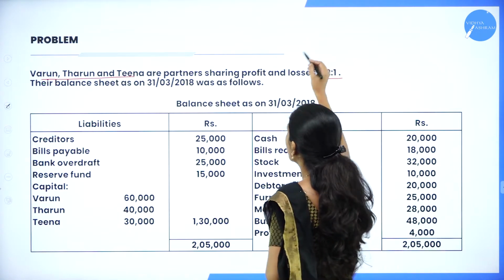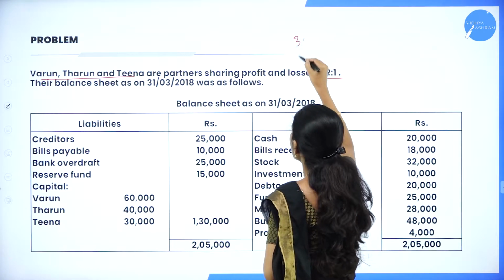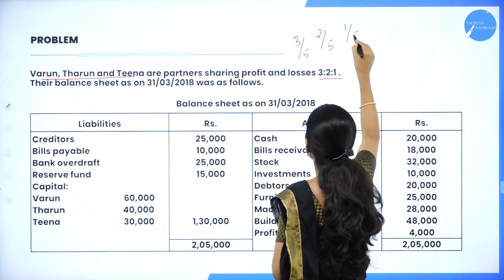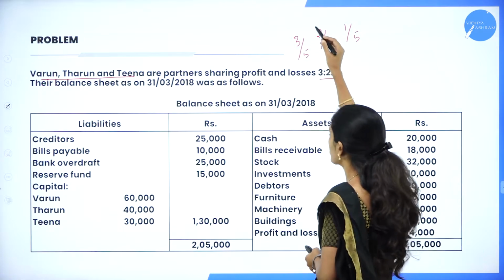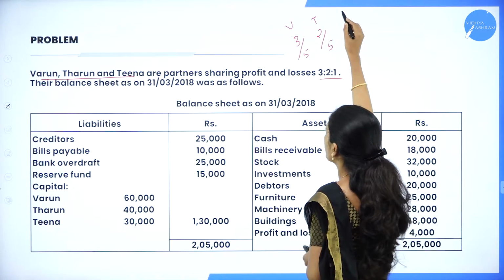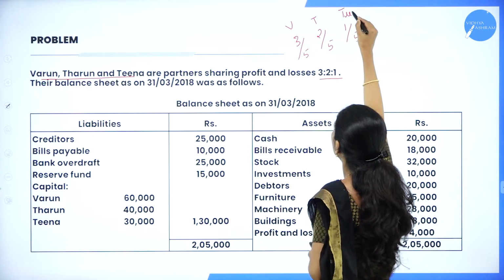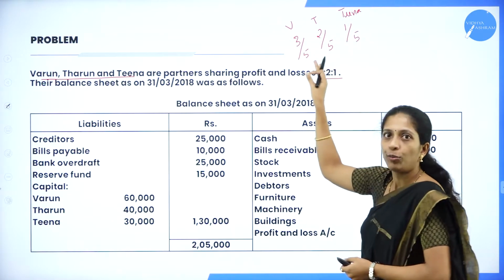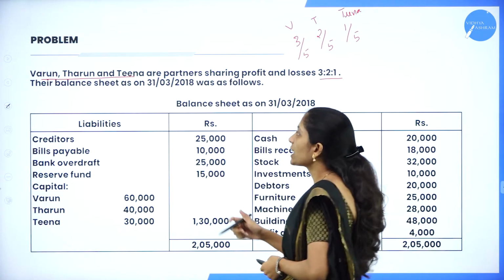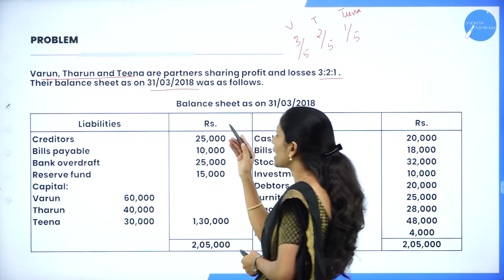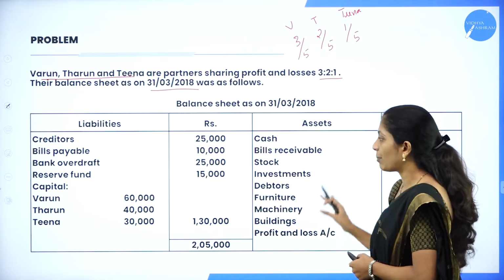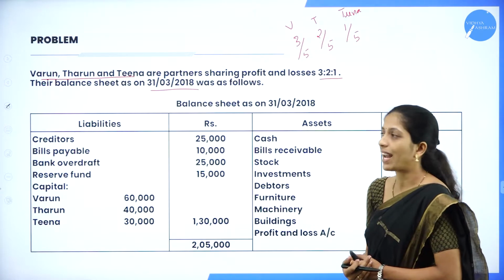So this 3:2:1 can be written as 3/5, 2/5 and 1/5. Now 3/5 is of Varun, 2/5 is of Tarun and 1/5 is of Tina. So this is their profit sharing ratio which they have given in the question. Their balance sheet as on 31st March 2018 was as follows. That is, before the retirement they have given the balance sheet, and we shall go through the balance sheet now.